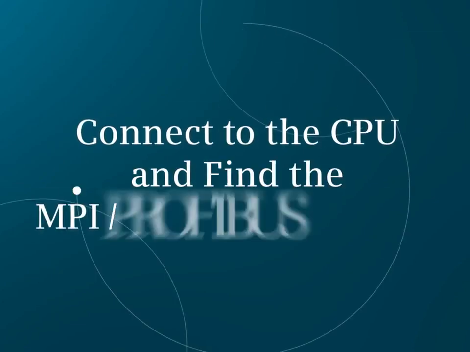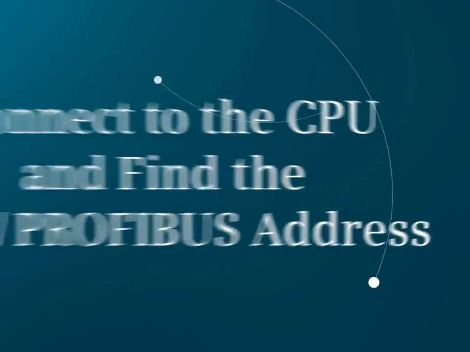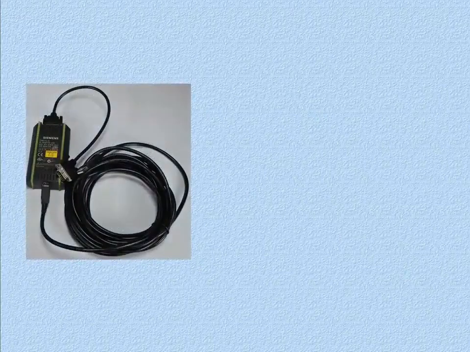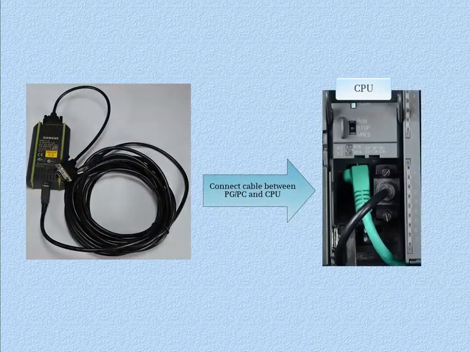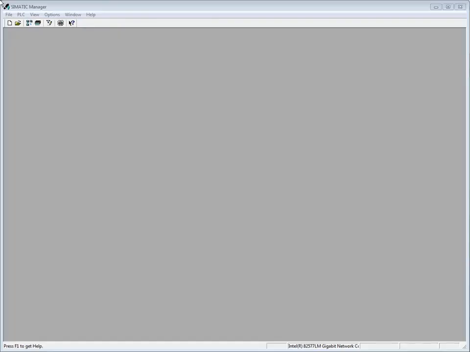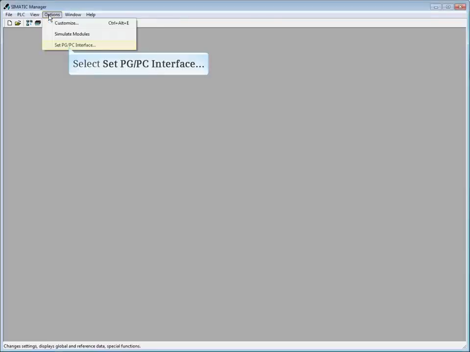Here's how to connect to the CPU and find the MPI or Profibus address. First, we will connect a USB MPI Profibus cable between the PG or PC and the CPU. You can do this with or without a project open. Select the Options menu, then select PG-PC interface.